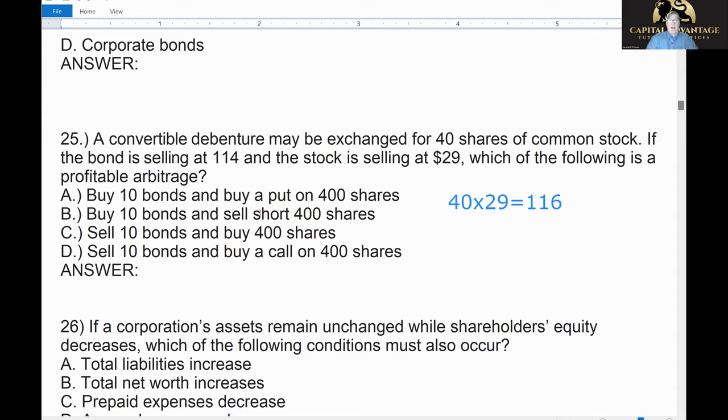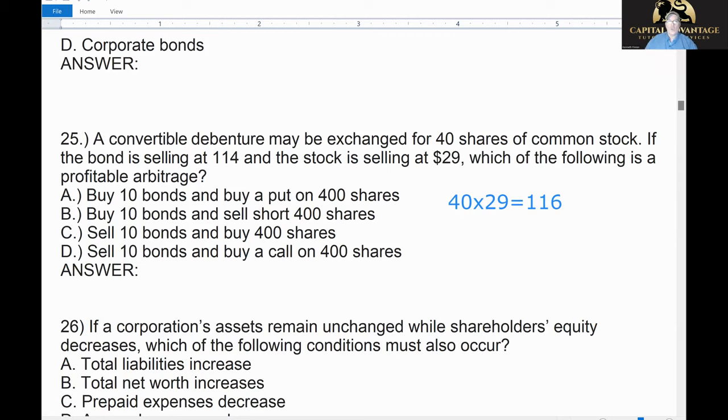So what happens is I buy the bond for $11.40 and I short 40 shares at $29 for $11.60, and I can make the $20 there because I'm shorted. And then once I convert the shares, that pays off my short. So that's an arbitrage. Always remember, an arbitrage is buying one thing and shorting another in two different markets. Totally legal. It's not manipulation or anything, as long as you're doing it in two different markets to make a profit between the two.